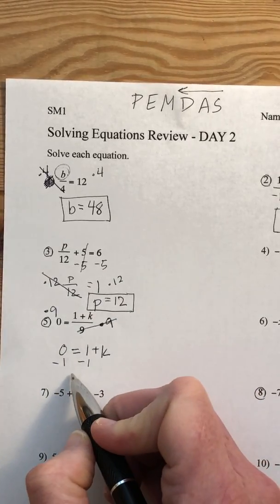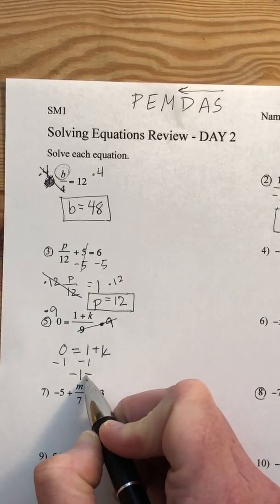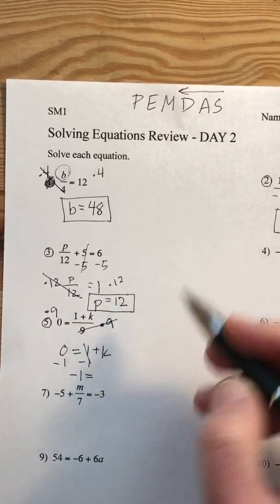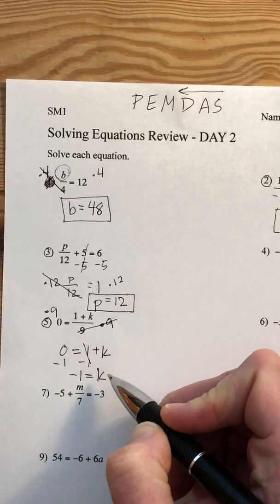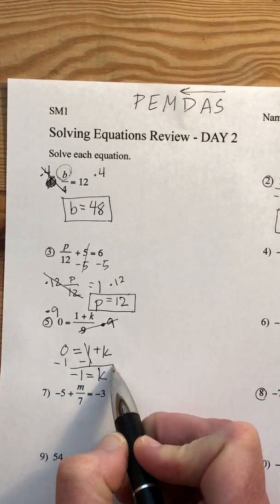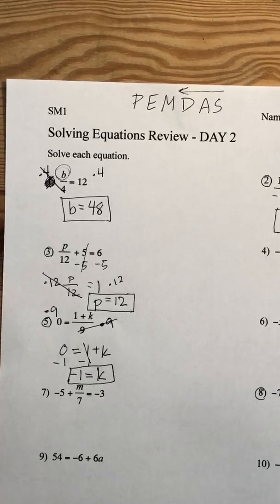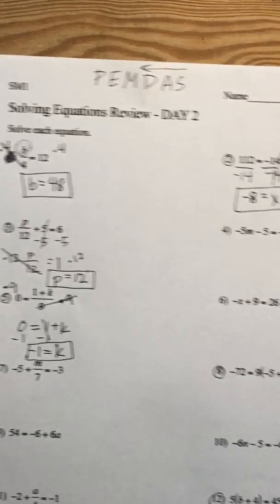0 minus 1 is going to give us negative 1 equals 1 minus 1 equals 0, so we're just going to cross those out and bring down the k. So our final answer is negative 1 equals k. Okay, let's go over and take a look at number 8.